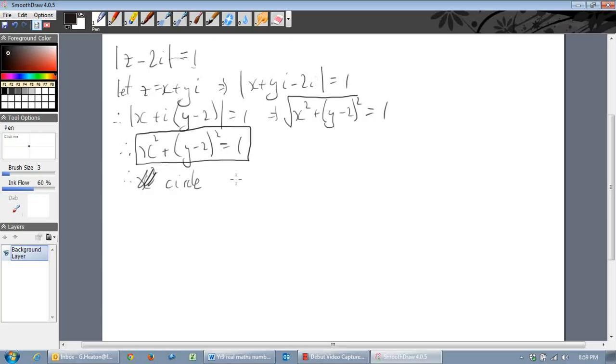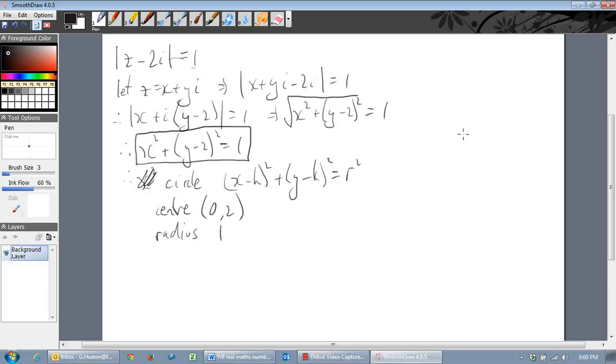Remember the formula for a circle is x minus h squared plus y minus k squared equals r squared. So this is a circle. Where is its center? Its center is at 0, 2, and it has a radius of 1.